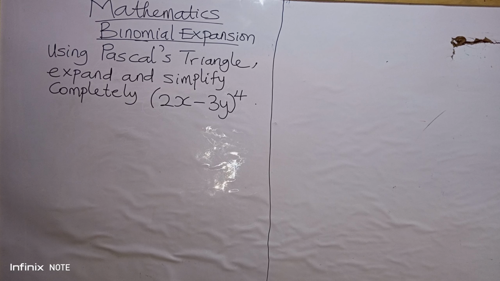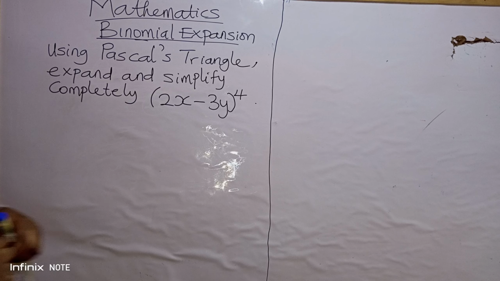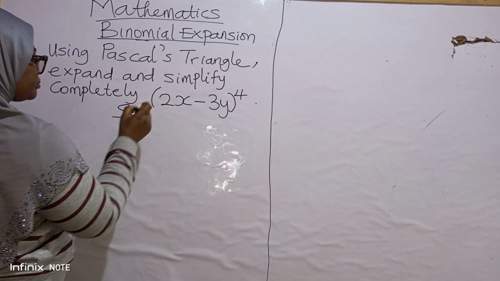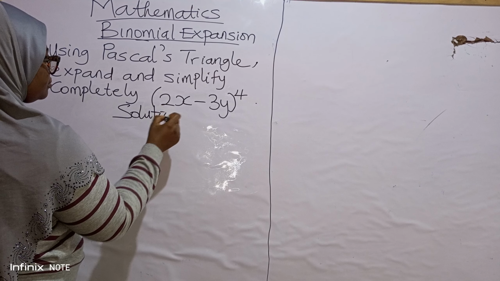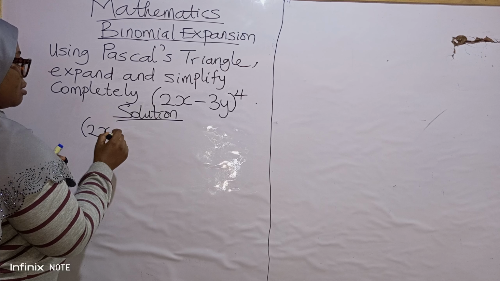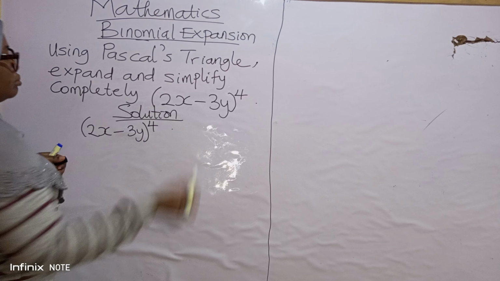So today's class, we want to use Pascal's triangle to expand and simplify completely (2x - 3y)^4. Solution: (2x - 3y)^4.